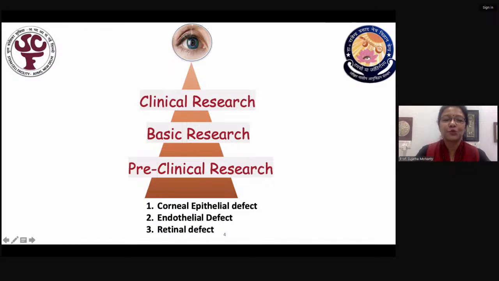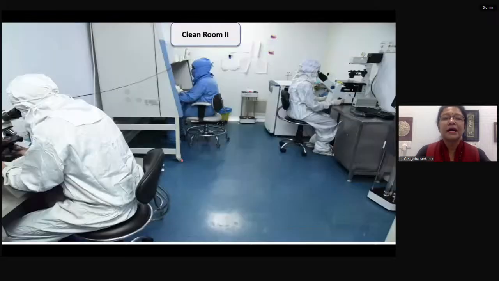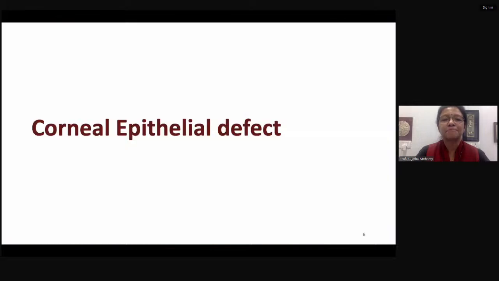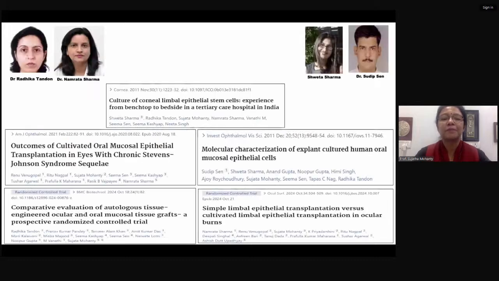I will show you some snapshots in different areas of ocular defects and diseases which we have embarked upon with collaboration. Just to say that all the clinical trials were held, with processing of the cells done in GMP clean room areas. The first one we initiated was corneal epithelial defect. These are the multiple publications along with Professor Radhika and Professor Namrata, and the students involved were Shweta and Sudeep.